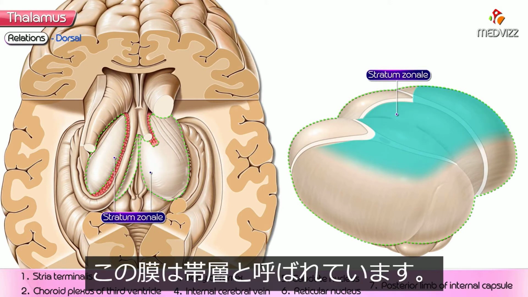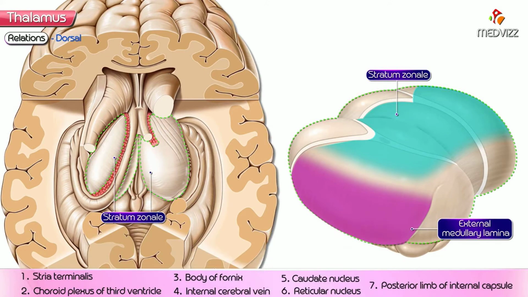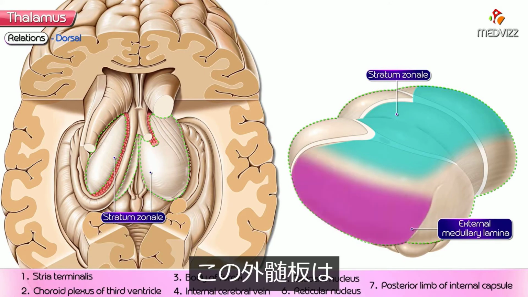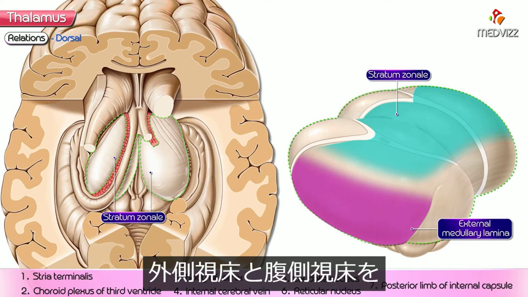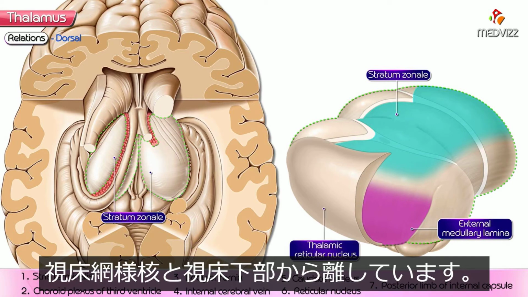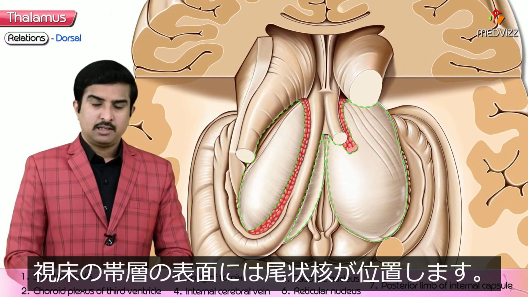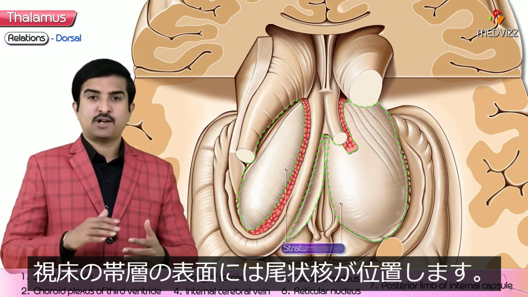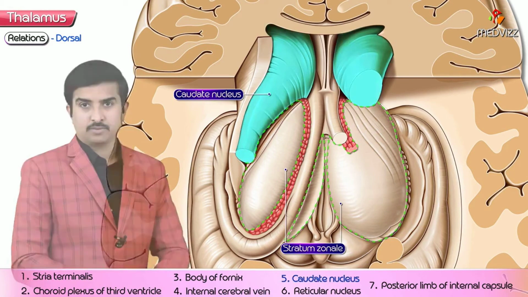while laterally it is covered by an external medullary lamina, and this external medullary lamina is a strip-like structure which actually separates the lateral and the ventral thalamus from the thalamic reticular nucleus and the subthalamus. And superficial to the stratum zonale of the thalamus is the caudate nucleus.